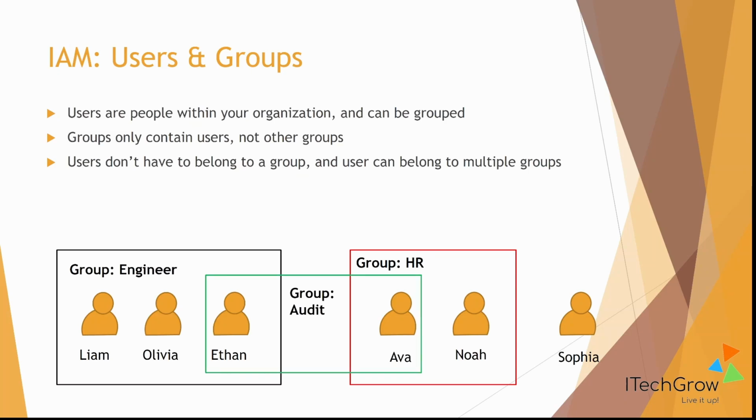Let's look at a practical example. In our scenario, Sophia is not assigned to any group, which is not best practice, but it is possible in AWS. Ethan and Ava, on the other hand, are part of both an engineer and an audit group. This setup shows how users can be part of multiple groups, allowing them to inherit permissions from each group. By using groups, we simplify permissions management, ensuring that all users in a group have consistent access levels.